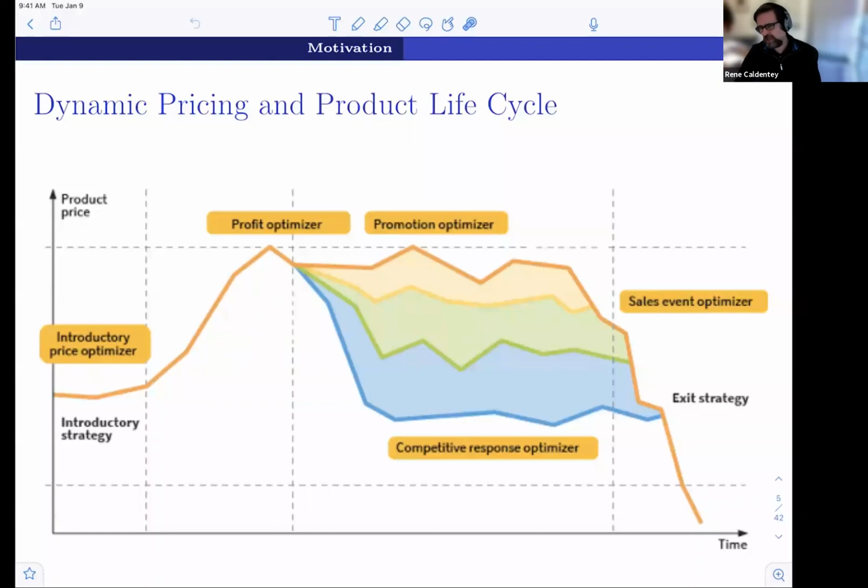And so what we're going to try to understand today is how to think about that question, and maybe how to develop the proper mathematical tools that can help us actually come up with an optimal price trajectory for a product.